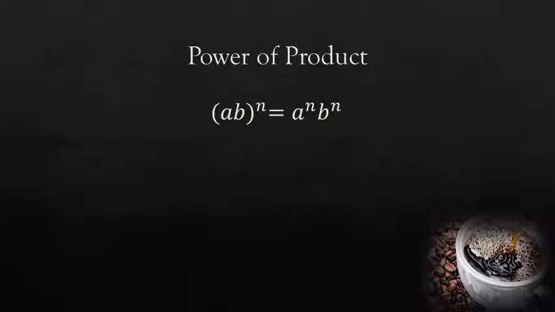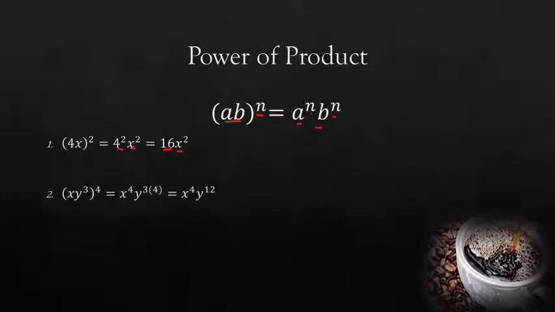Now let's look at the power of a product law. If we have a product, let's say A times B, and you raise that to the power n, we sort of distribute the power to both factors. So we get A to the power n times B to the power n. So if you have 4x raised to the power 2, you will be raising 4 to the power 2, and x is also raised to the power 2. 4 squared is simply 16, and we have x squared. So our final answer is 16x squared.